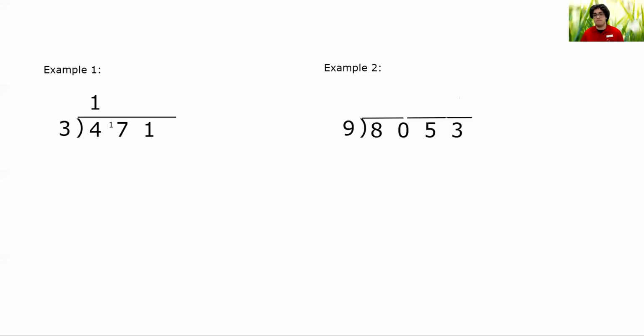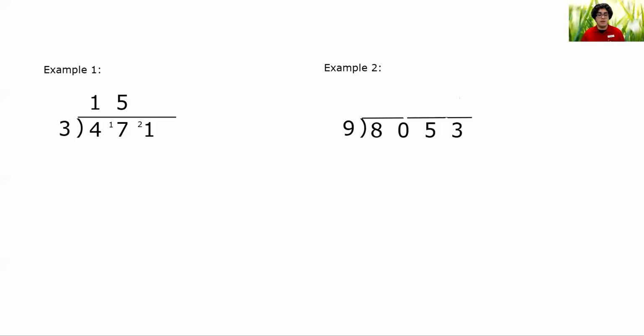Here it's a 7. So the next step is where it kind of varies from long division. We're going to ask ourselves, how many times does 3 go into 17? Now I know 3 times 5 is 15. And so 3 can go into 17 5 times, and 2 remains. Now you can see I'm taking the difference between 17 and 15, which is 2.